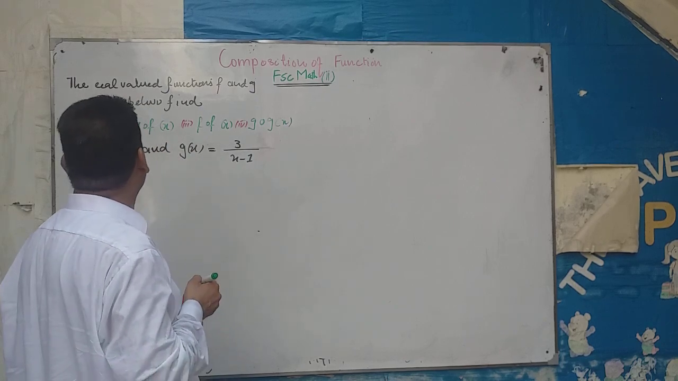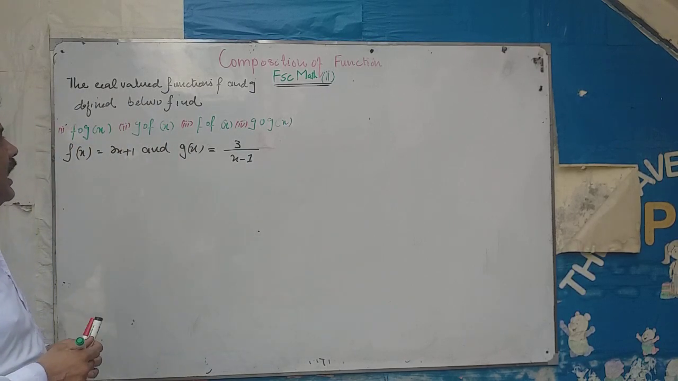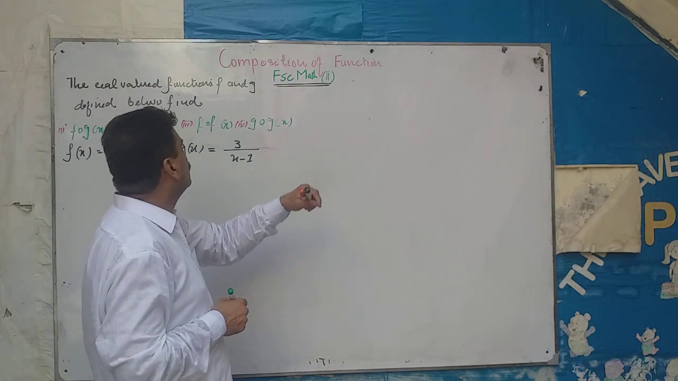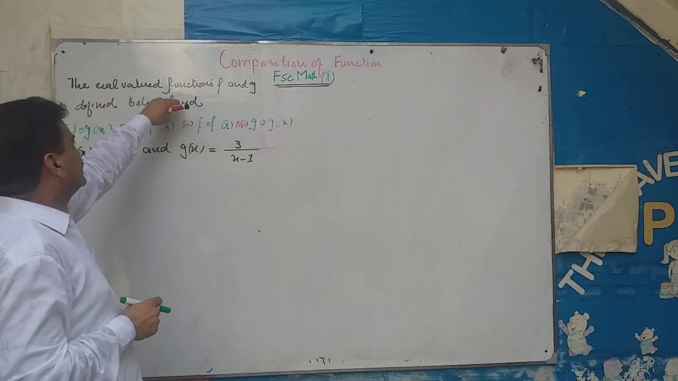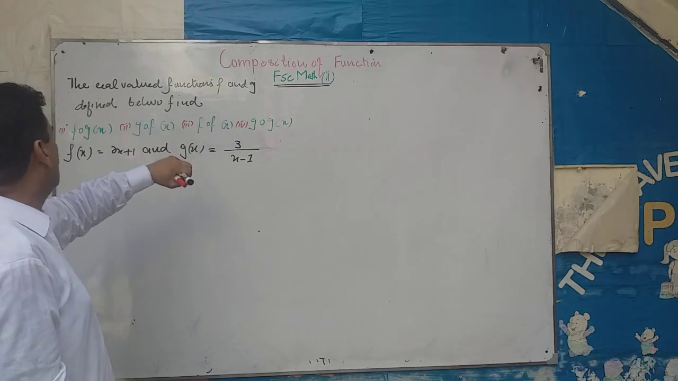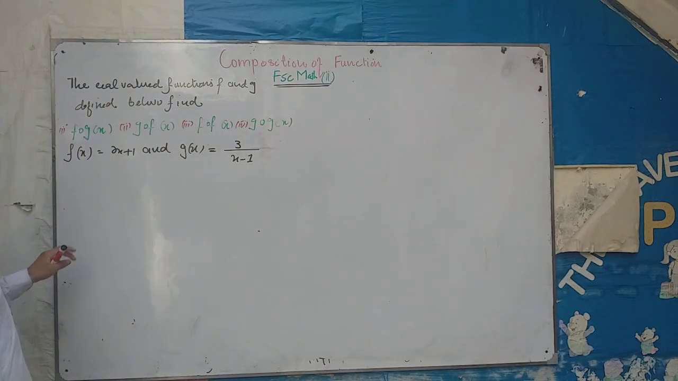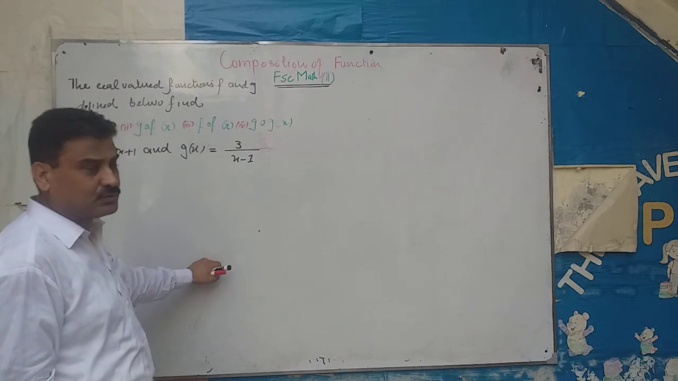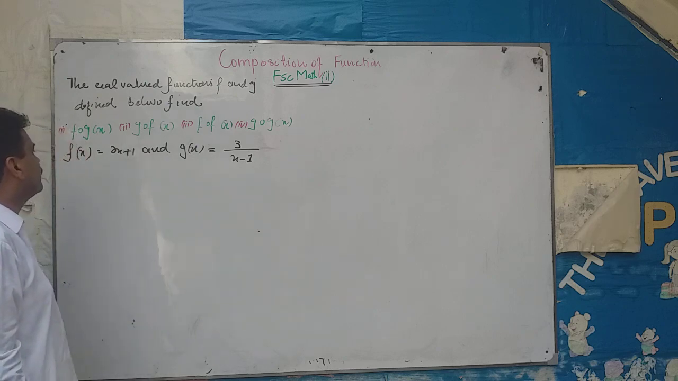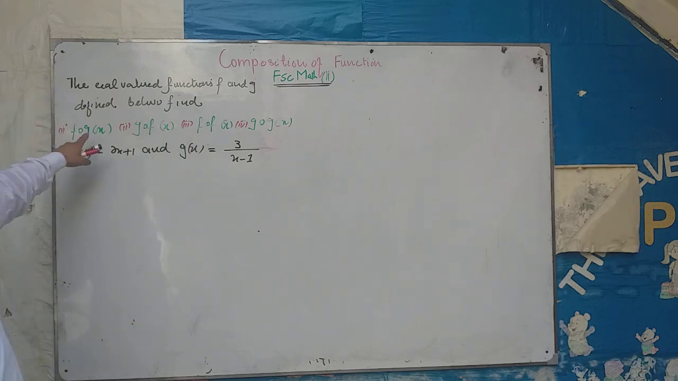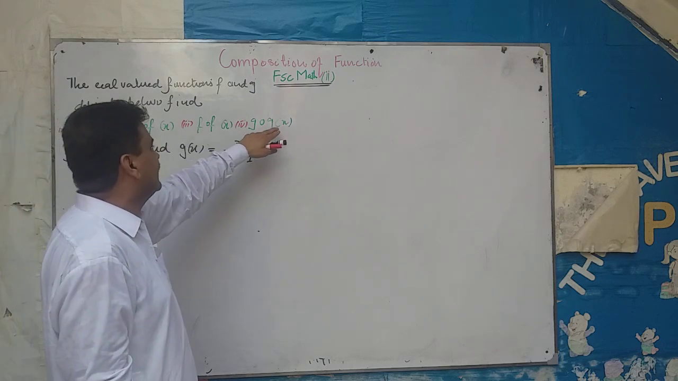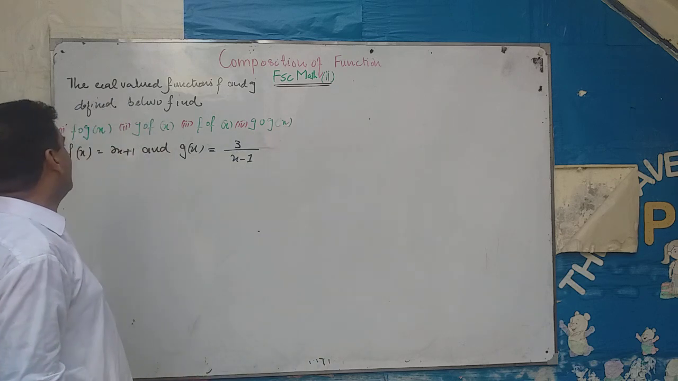Today in this video we will solve exercise 1.2 F.Sc mathematics part 2. The real valued functions f and g are defined below. f of x is equal to 2x plus 1, while g of x is equal to 3 over x minus 1. It is the first question of 1.2. We have to find f of g of x, g of f of x, f of f of x and g of g of x. These four parts we have to find.